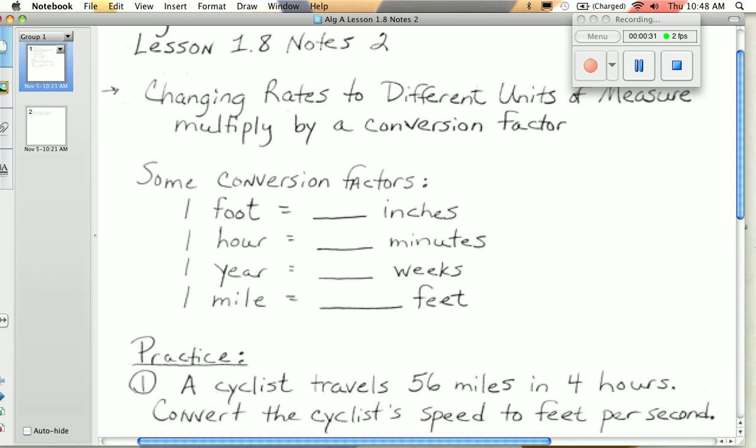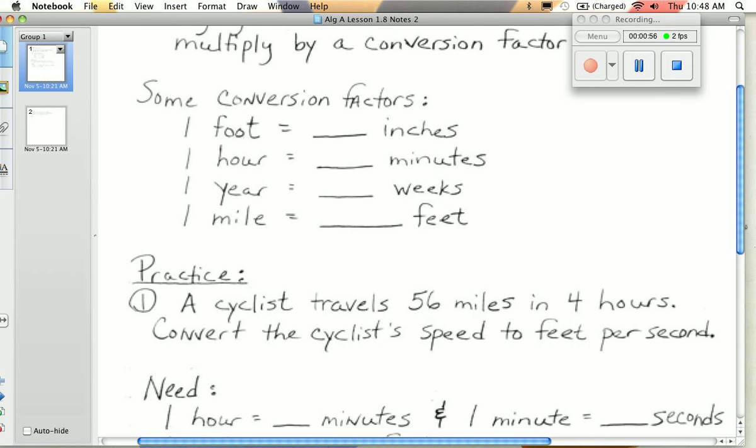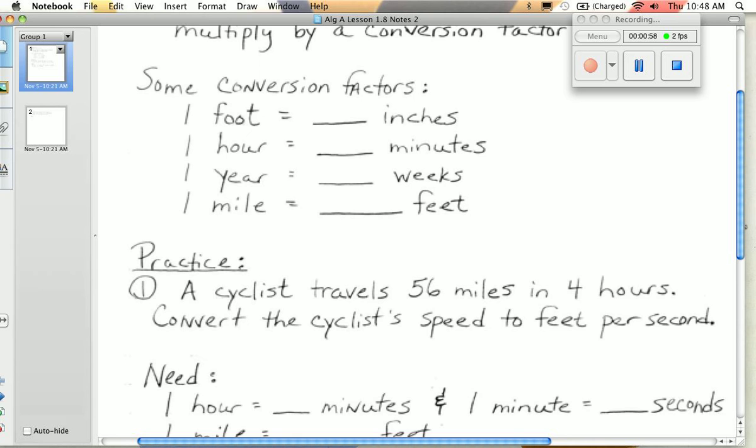Well, today what we're going to do is take unit rates and, if they want us to give them as a different type of measure, so instead of maybe miles per hour, they want feet per second, or maybe instead of dollars per hour, you want to know how many dollars you make per minute, we want to learn how we can make those conversions. So there are lots and lots of conversion factors. We're just going to warm up by naming some of them here.